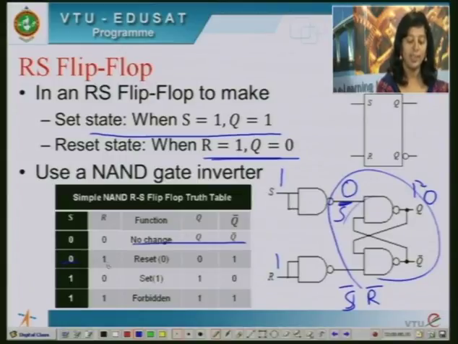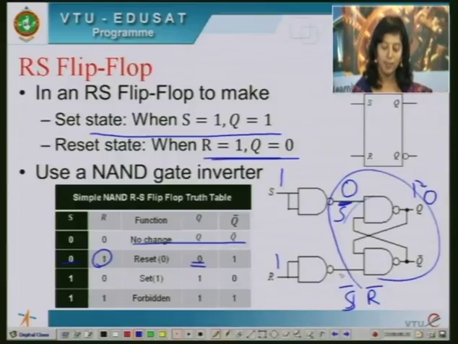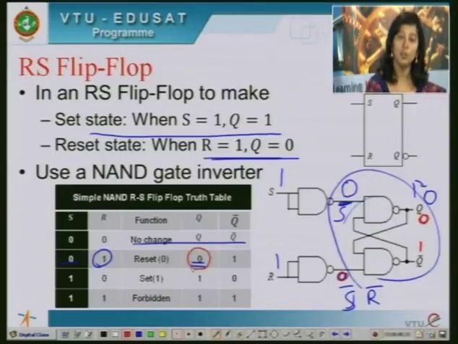So, when S is 0 and R is 1, whenever reset is 1, the output should go to 0 state. The Q should be reset or 0. That is all I am achieving here. So, whenever R is 1, output of this gate becomes 0. You can see this gate output becomes 0, and whenever this gate output becomes 0, Q bar will be high. If Q bar is high, Q will be low. That means output is in low state, and this is achieved whenever reset was high.